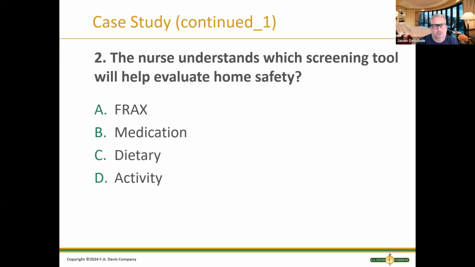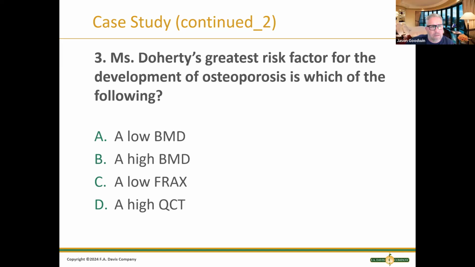So there's a screening tool that helps with this, and the activity level that's essential to this is called what? Is it a screening tool for medication, dietary, or activity? No, it's going to be a screening tool about activity levels, right? The components of care. So that would be fracture risk, so FRAX. Okay, in case you didn't know that.